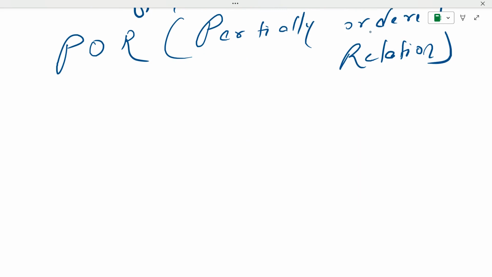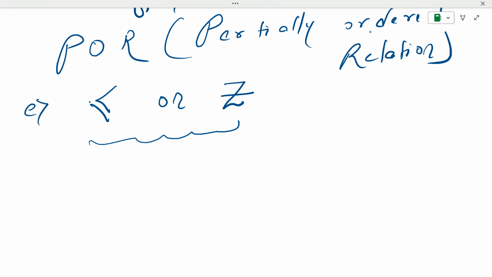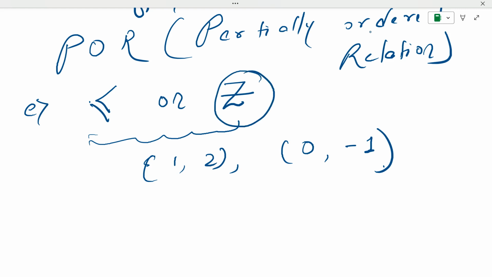Let's say we have an example here, and in this example we are defining less than or equal to on the integer set. So is it a partially ordered relation or not? Consider any set of relations like 1, 2, or 0 and -1. If we consider this as a set of integers, let's define it on Z only.